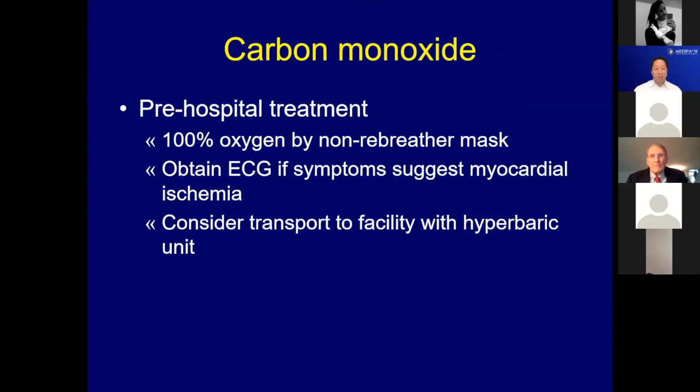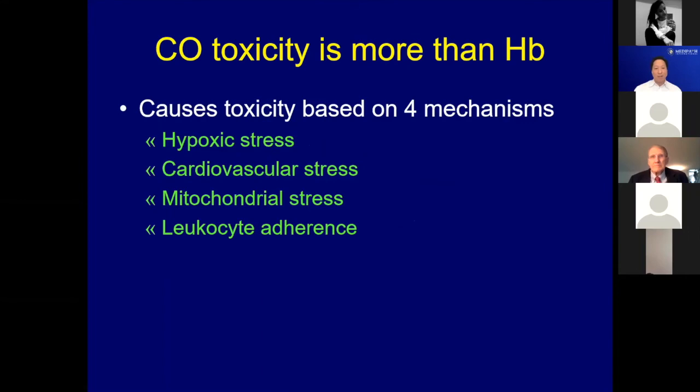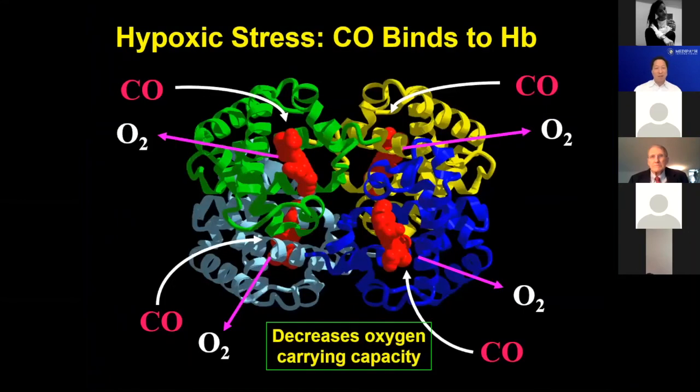Okay, so what's the treatment? 100% oxygen. You want to look for organ damage. We do an ECG. You want to do a good neurologic exam, looking for any type of neurologic disorders. And then lastly, you want to consider maybe sending them to a hyperbaric unit. Next slide. I'll just skip that over. It's too complex.